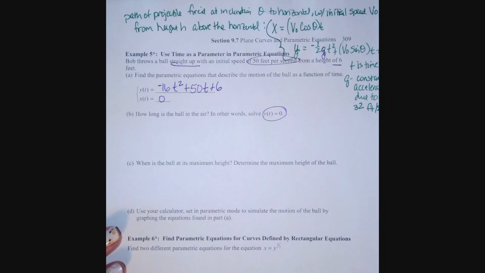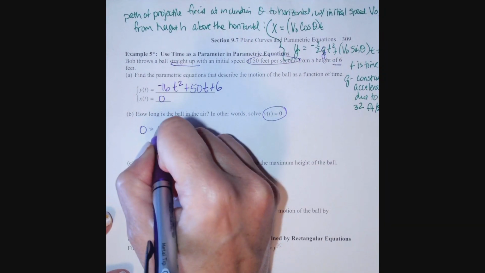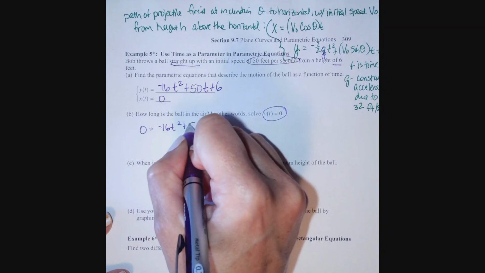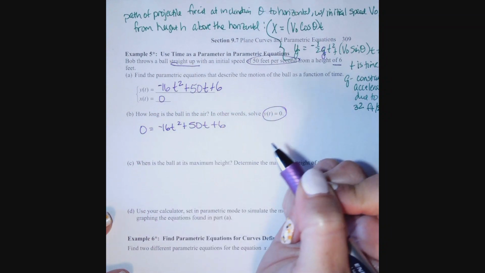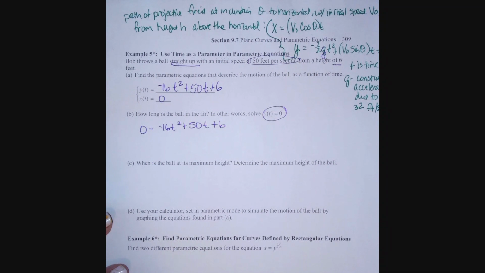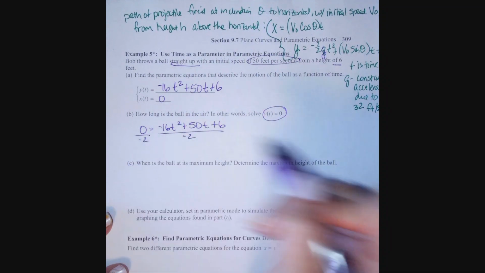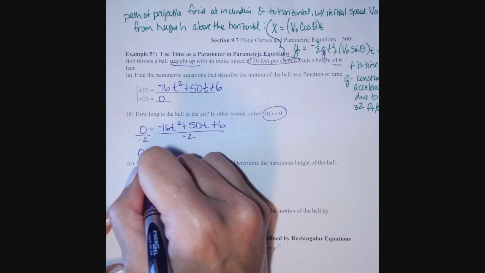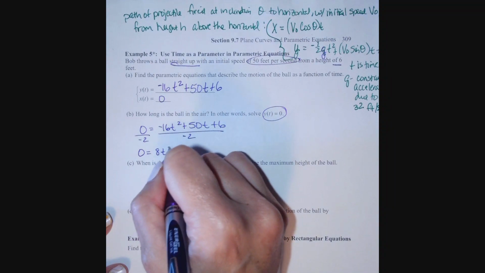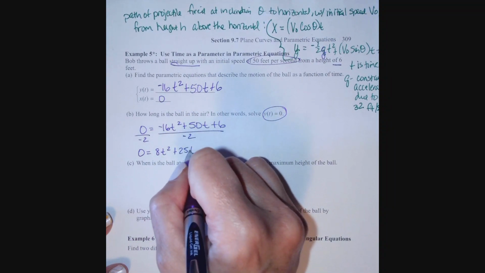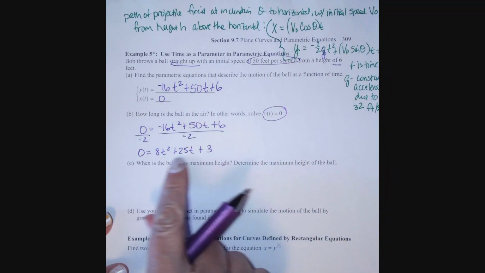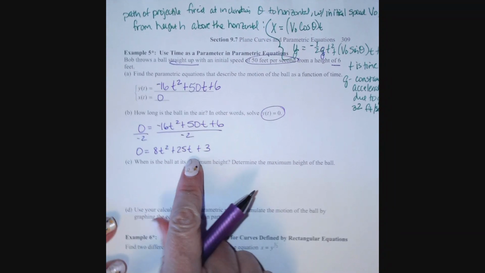It hits the ground when the height is 0. So we're just going to set our equation equal to 0. This is college algebra stuff, right? I can do a couple of things to simplify it. The easiest way to simplify is going to be to divide out a coefficient of -2. That gets my squared term positive. I have 8t squared plus 25t plus 3, and it reduces all of these coefficients as much as possible.